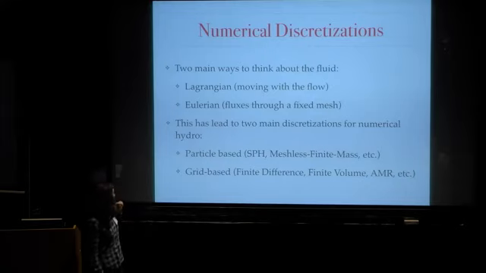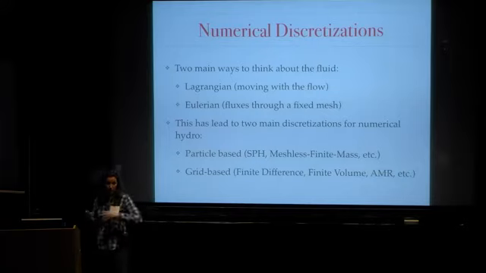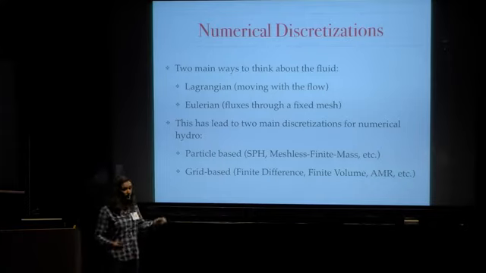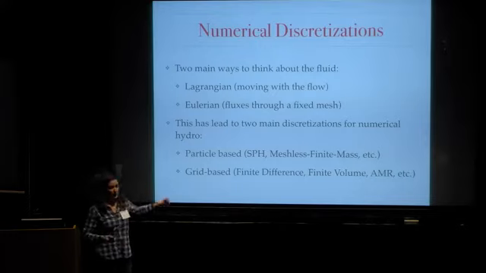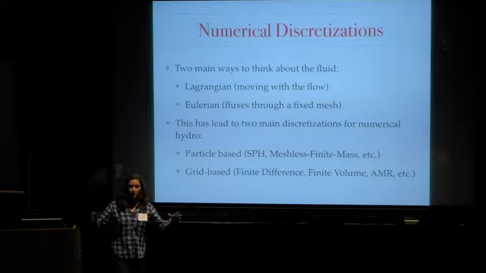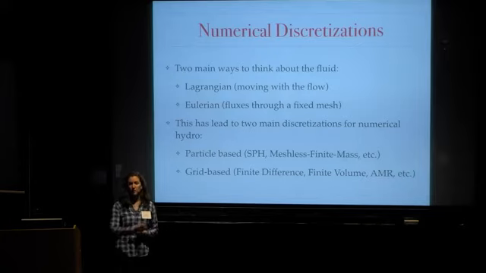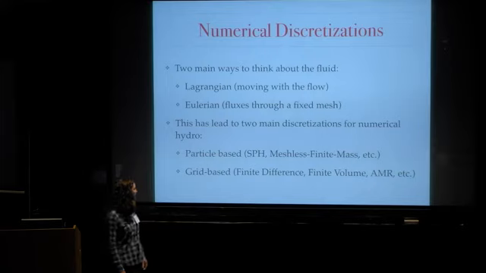So, as I said, the two main ways that we can think about the fluid, as you've seen from the equations before, are in a Lagrangian sense, where we think of actually moving with the fluid elements and conserving their properties, or an Eulerian sense, where we think of being fixed in a spatial element, and the fluid flow is moving through that element, and the properties are conserved. And so this has led to the two main ways of discretizing these equations in hydrodynamics.